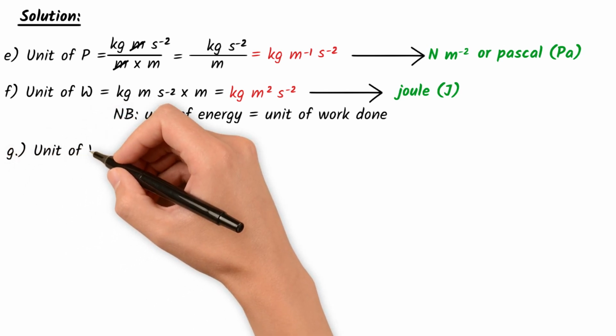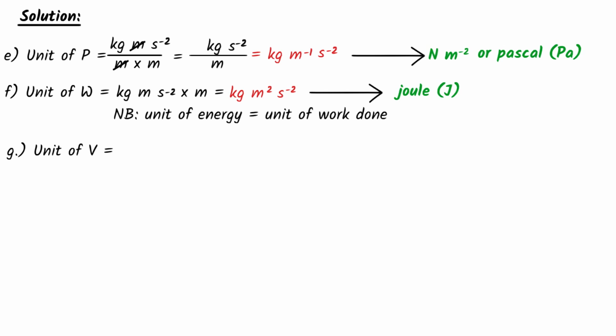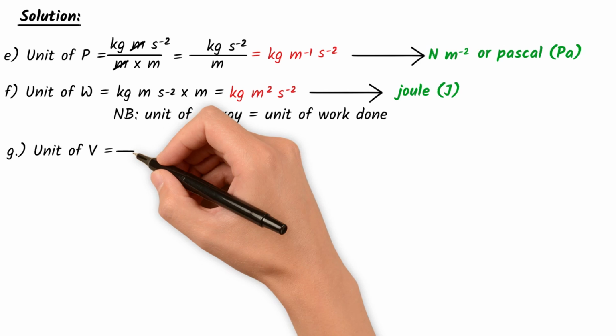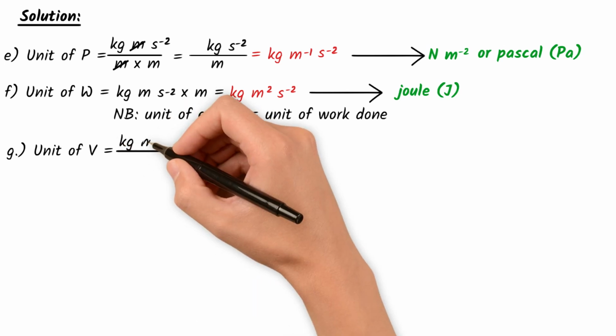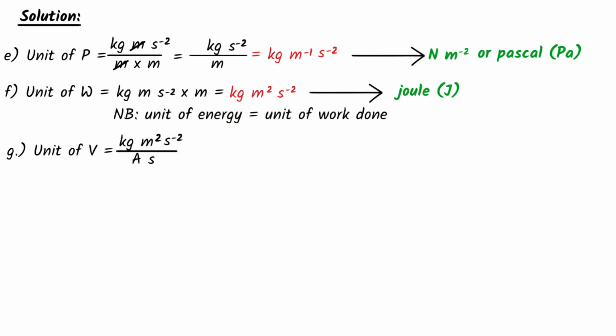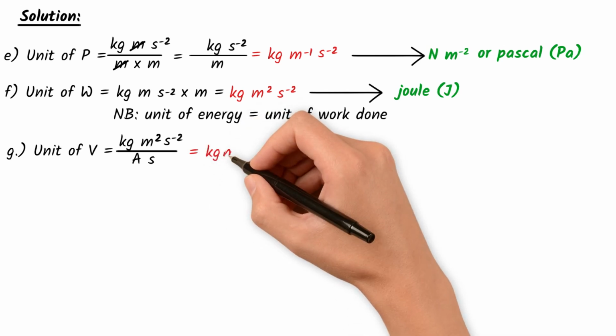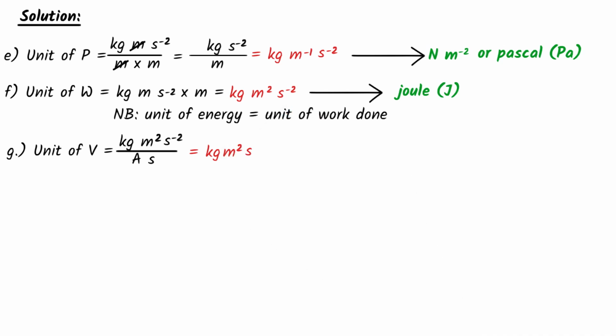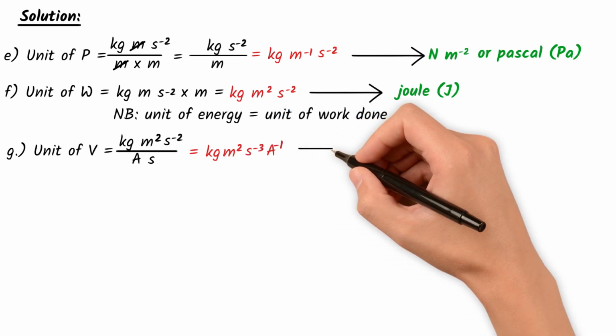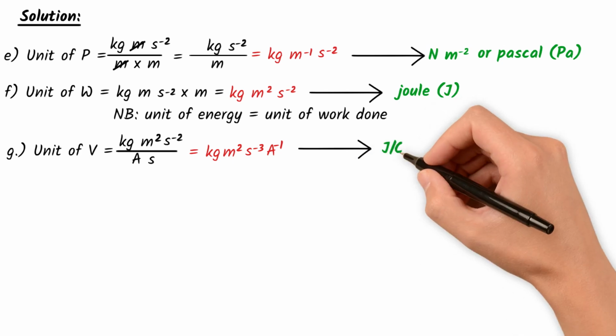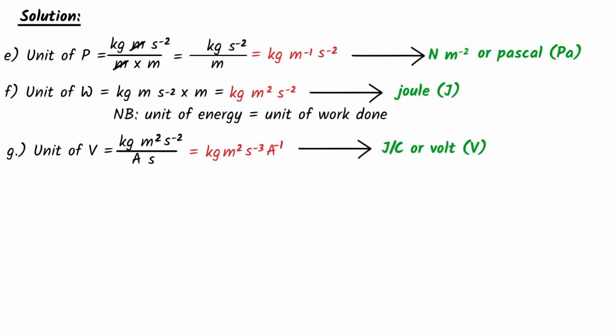Unit of potential difference. Potential difference is work done divided by charge, and we have already obtained it. And we're going to use it because we have already obtained it. In a situation where you are asked to find the unit of potential difference, then you need to first of all show how to get the unit of work done. So we're going to use it: kilogram meter squared per second squared divided by ampere second. And indices can be used to remove ampere and second from the denominator. And we have kilogram meter squared per second cube per ampere. And that together is called joule per coulomb or simply volt. And you should note that the unit of EMF and the unit of potential difference are the same.